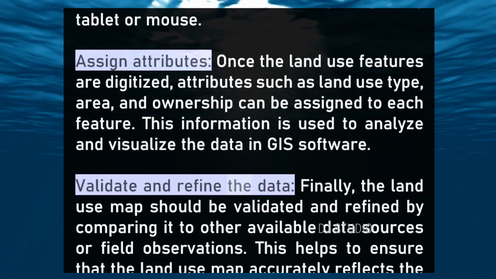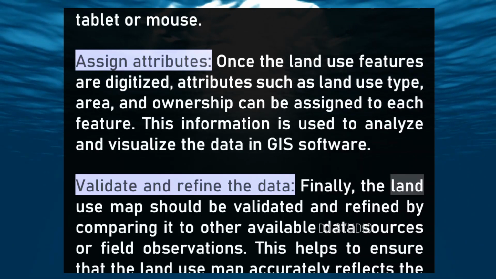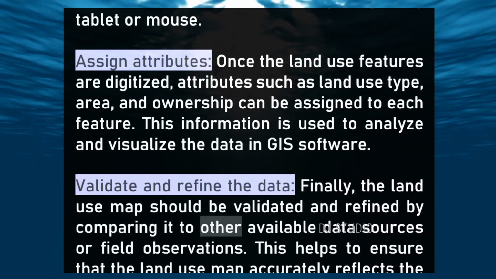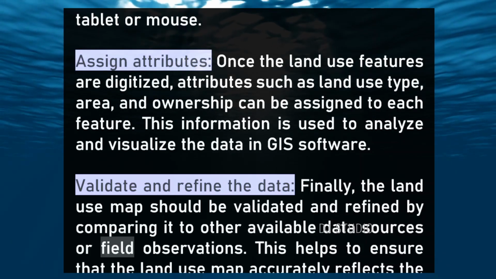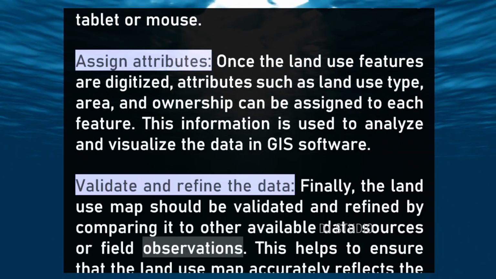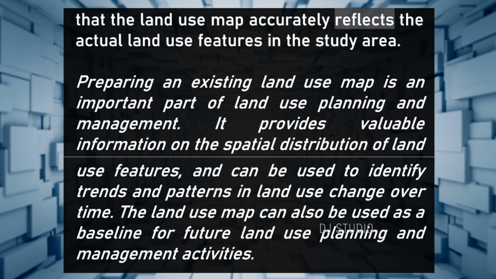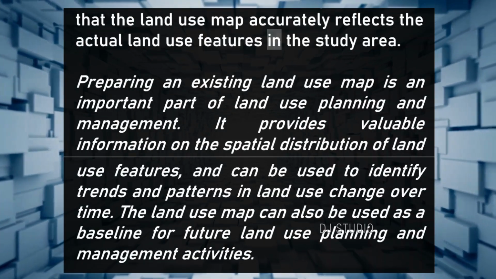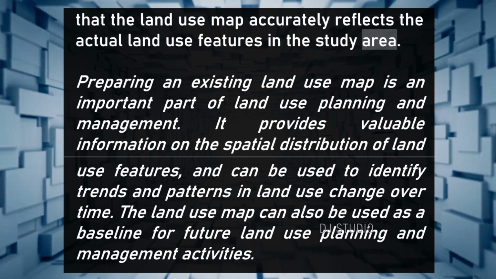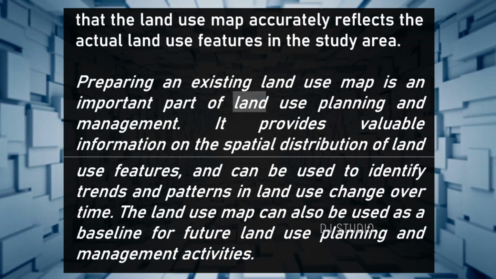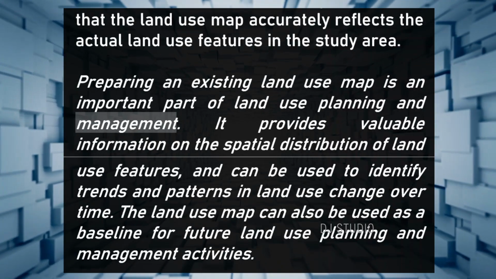Validate and refine the data. Finally, the land use map should be validated and refined by comparing it to other available data sources or field observations. This helps to ensure that the land use map accurately reflects the actual land use features in the study area. Preparing an existing land use map is an important part of land use planning and management.